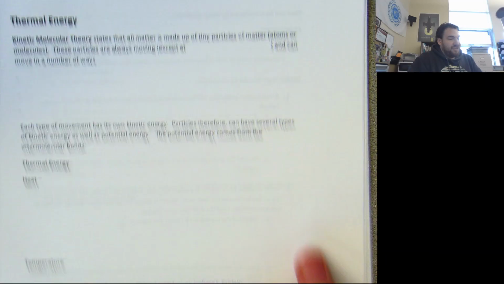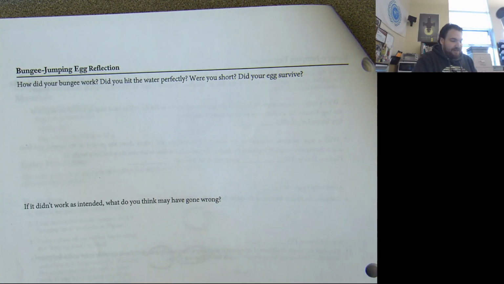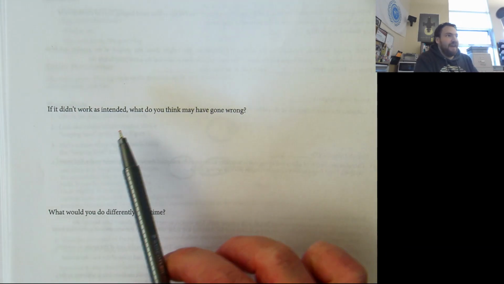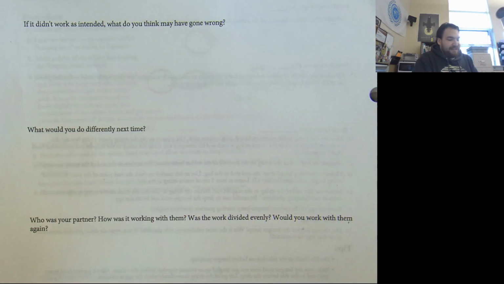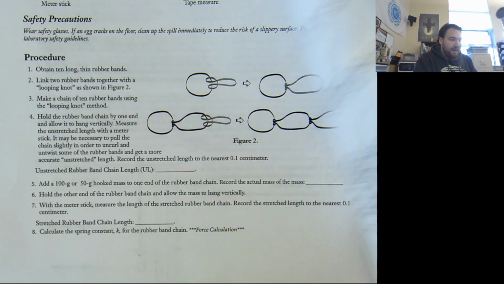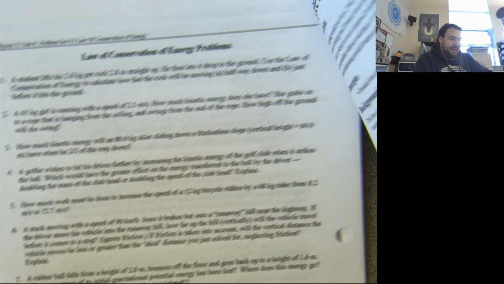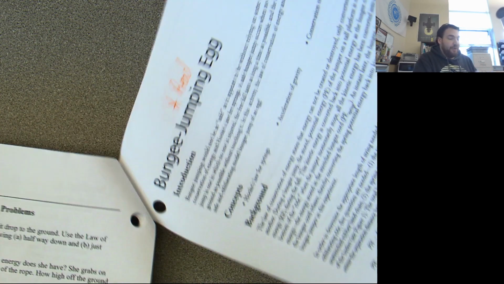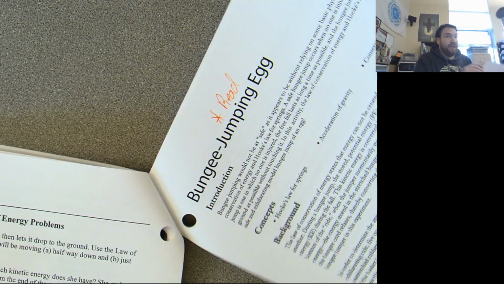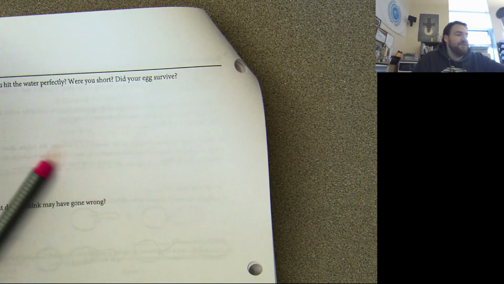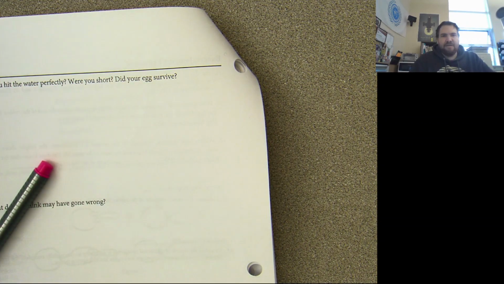And then I've got some questions on the back that you will answer. How did your bungee work? If it didn't work as intended, what may have gone wrong? Sources of error. What would you do differently next time? Who was your partner? How was it working with them? Was the work divided evenly? Yada, yada, yada. Would you work with them again? So you're going to hand in this whole package. There's no formal write-up for it, but you are going to rip this out and you're going to hand the whole thing in. I've got some videos to inspire and perhaps terrify.